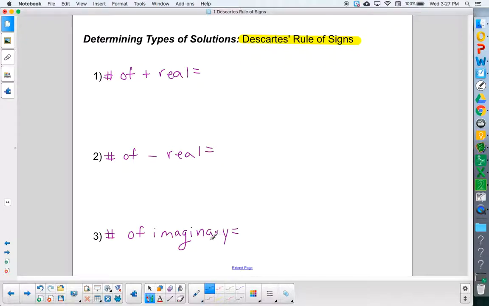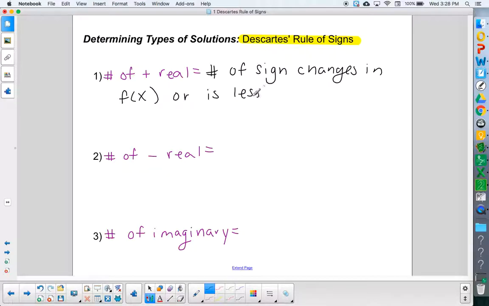Now, this stuff may not make sense when I write it out in words, but we're going to do some examples and then that should clarify it. So the number of positive real roots is equal to the number of sign changes in f of x, or is less than this number by 2. Right, and it's okay if that doesn't make sense. We're going to go over it in an example and show you what that means.